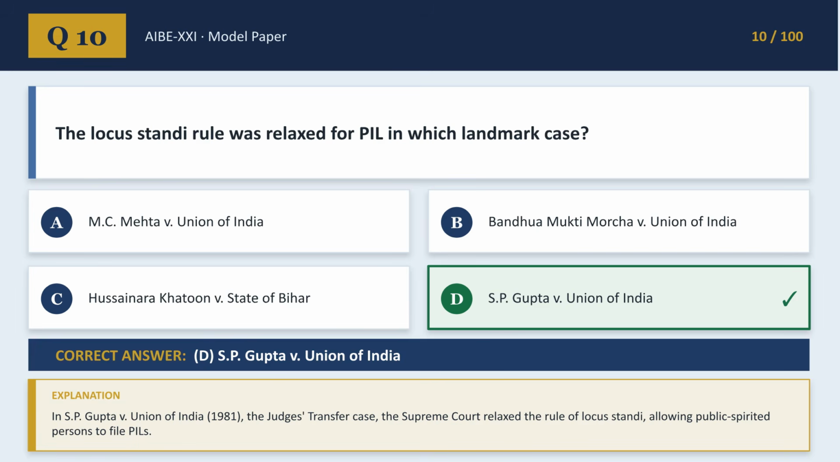Question 10 asks, in which landmark case was the locus standi rule relaxed for public interest litigation, PIL? The answer is D, SP Gupta versus Union of India, 1981, allowing public-spirited persons to file PILs.